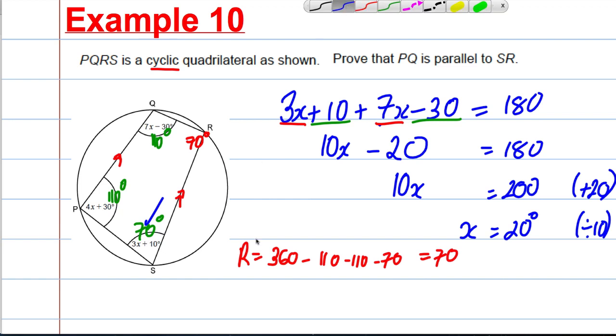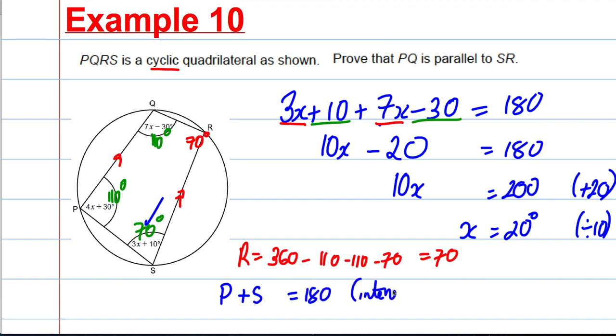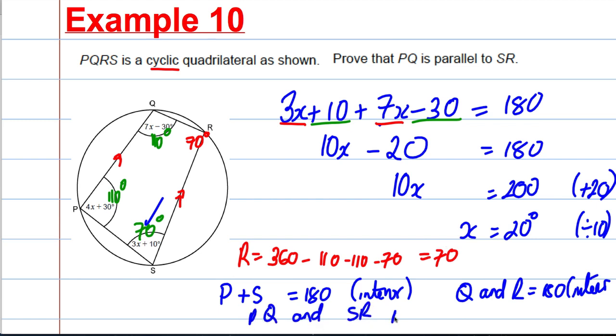Now, because P and S add to 180, they are interior. And because Q and R add to 180, they are interior. Therefore, PQ and SR are parallel. And it's a bit like the last question, and we're done.